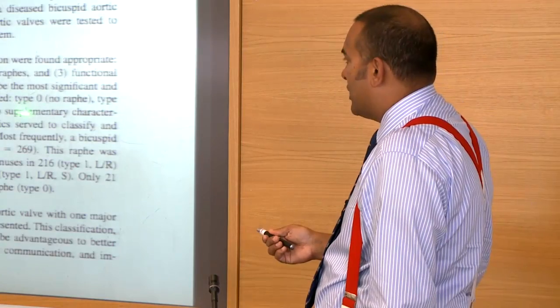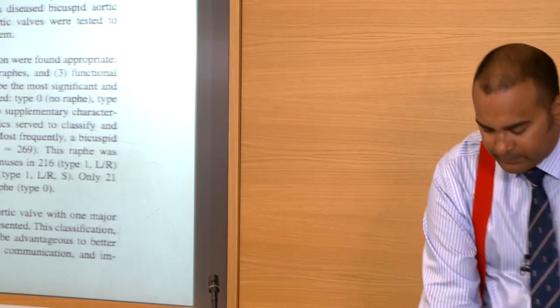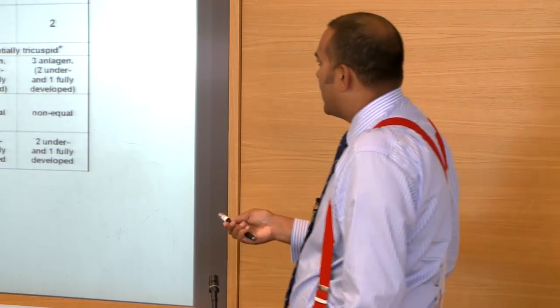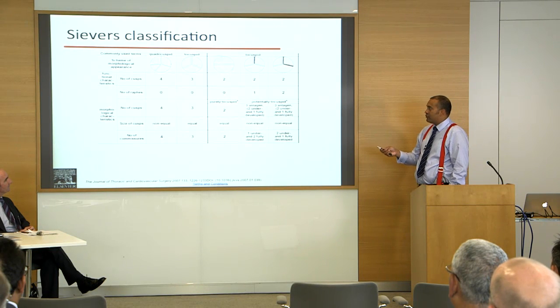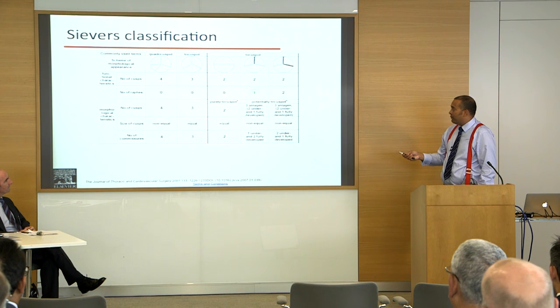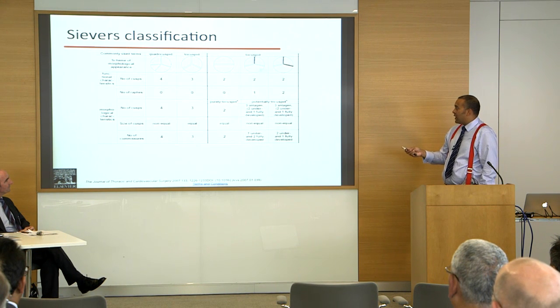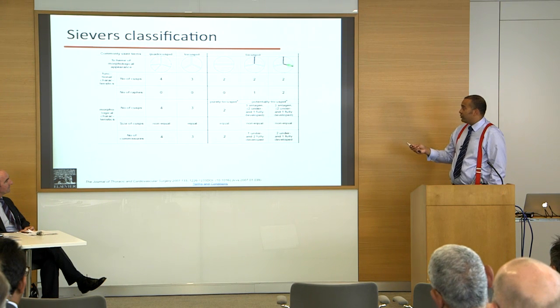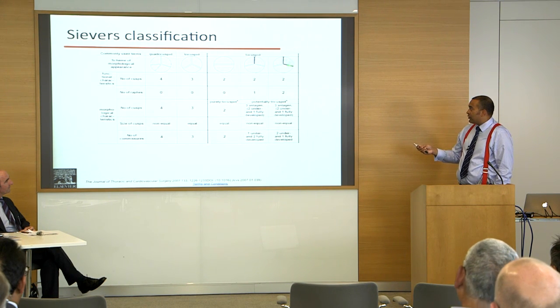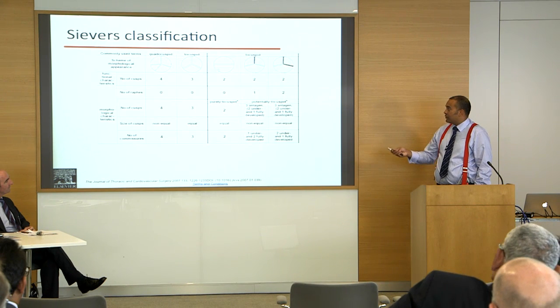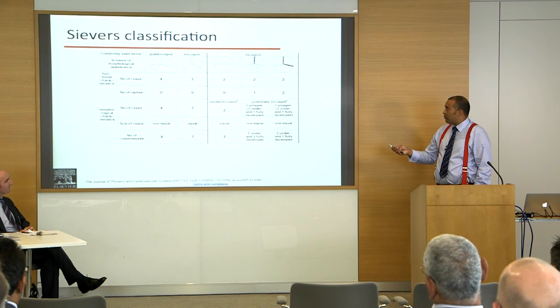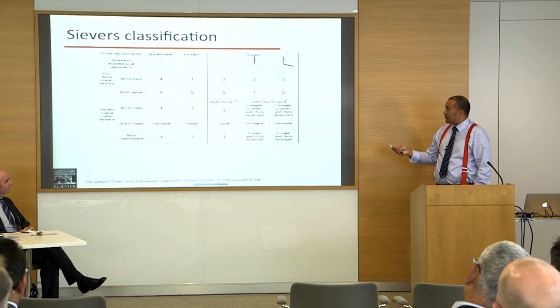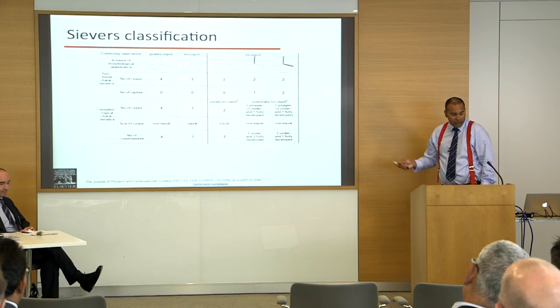So there are three major types. Type 0, no raphe. You can see here, type 0, no raphe. This is the truly bicuspid valve. Type 1, where you have a valve which can potentially be tricuspid with a single raphe. Type 2 with two raphes there. So these are the classifications. Types 1 and 2 are potentially tricuspid valves. Type 0 is the true bicuspid valve.